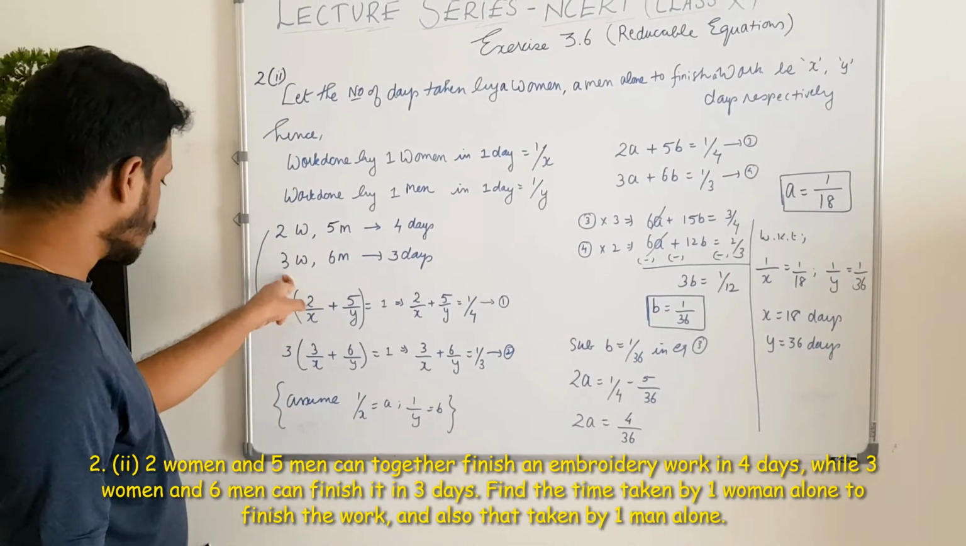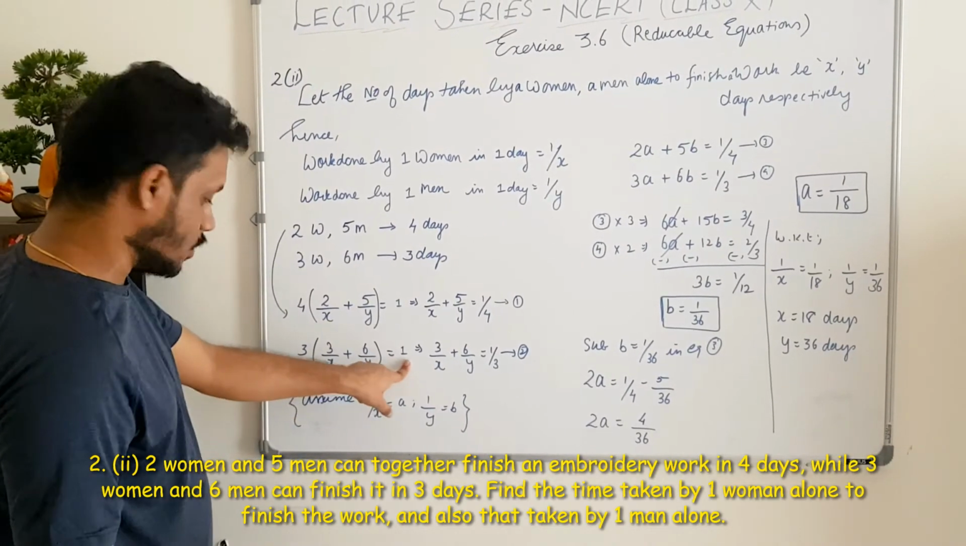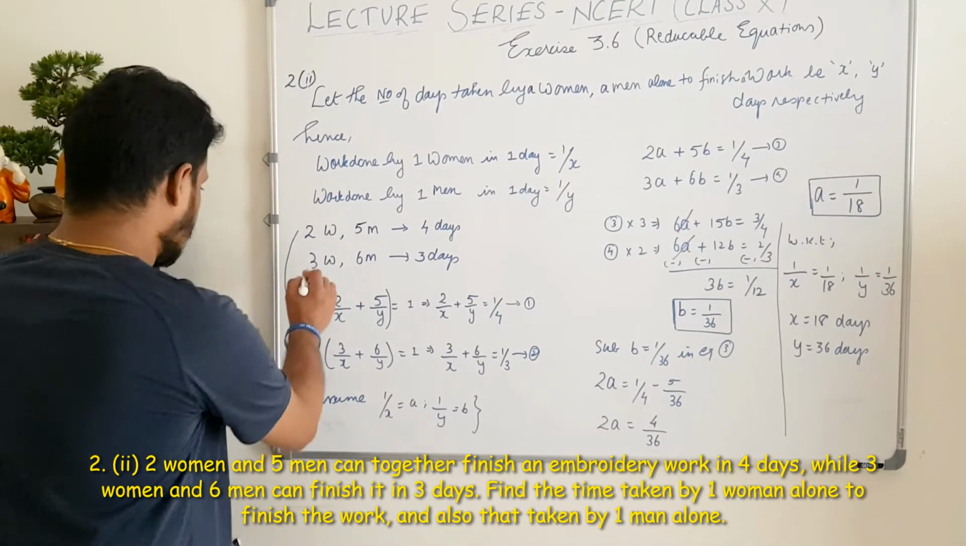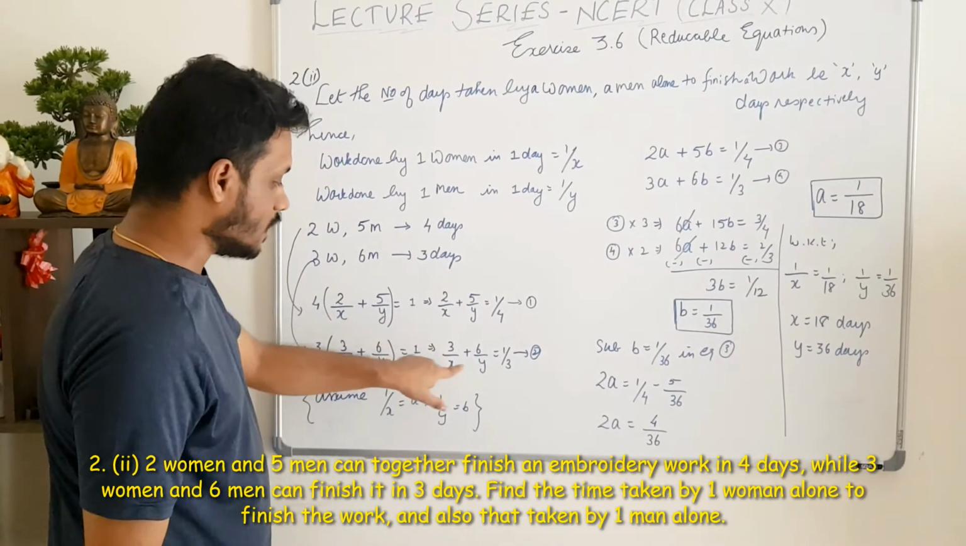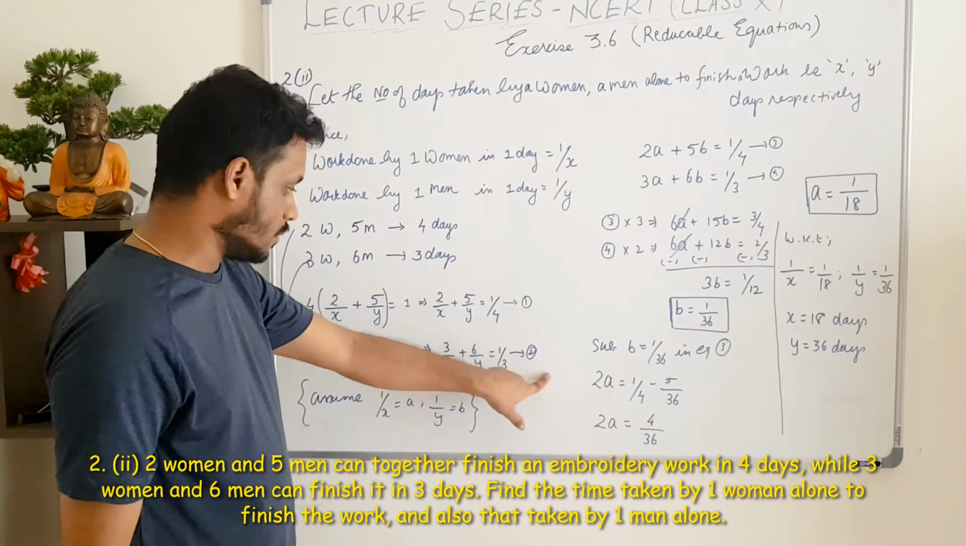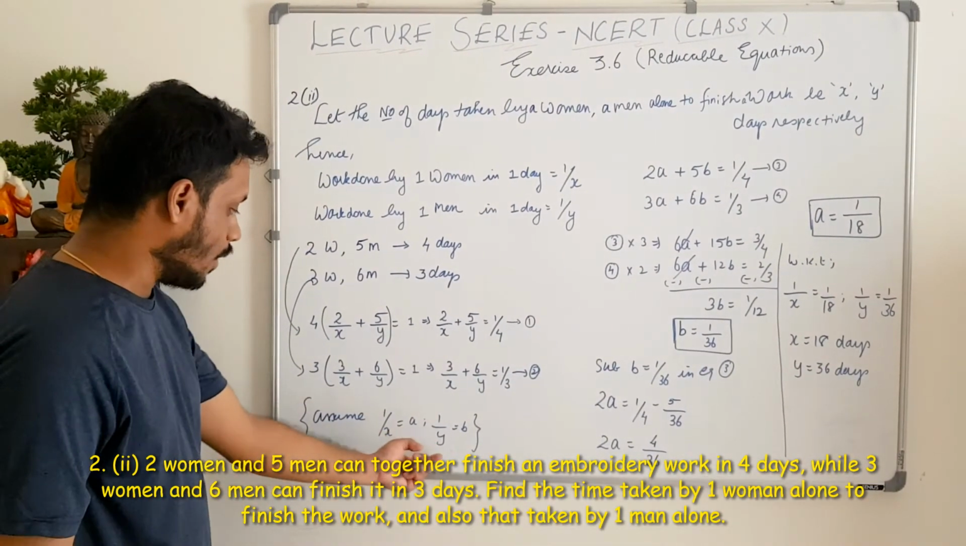And the second situation is 3 women and 6 men. So 3 by X plus 6 by Y can finish the work in 3 days. So that is the second situation. When I rearrange this, I get 3 by X plus 6 by Y is equal to 1 by 3, which is my second equation. I make the assumption now, my 1 by X as A and 1 by Y as B.